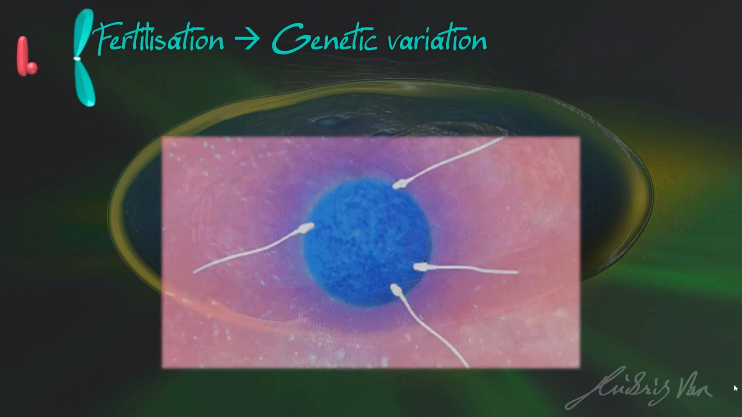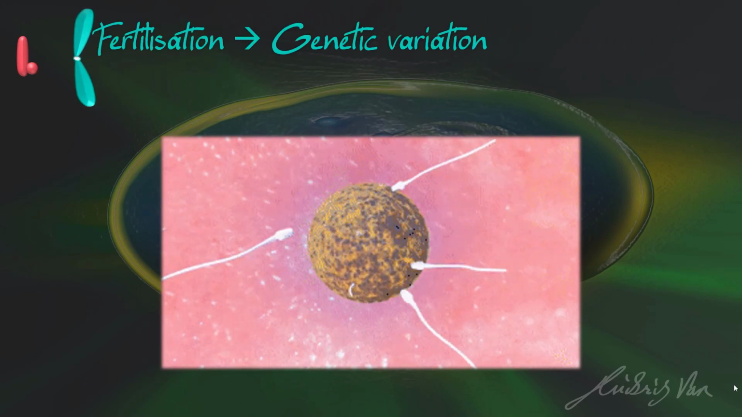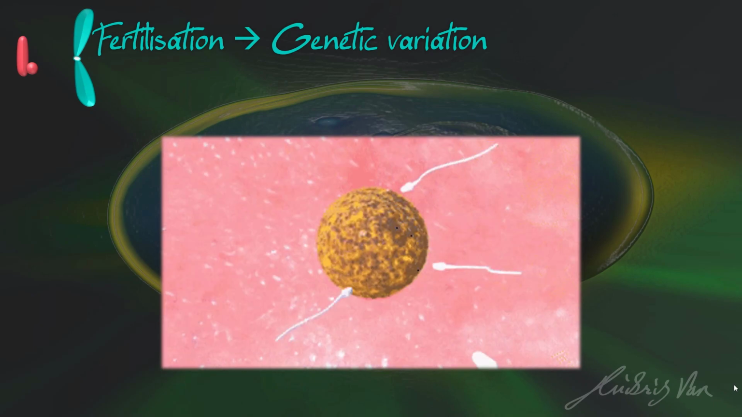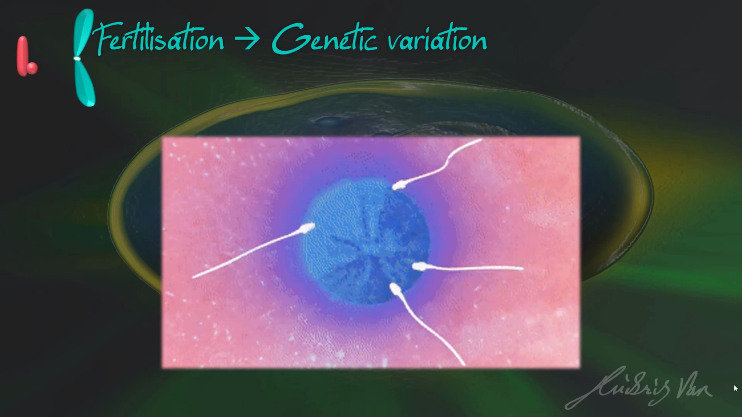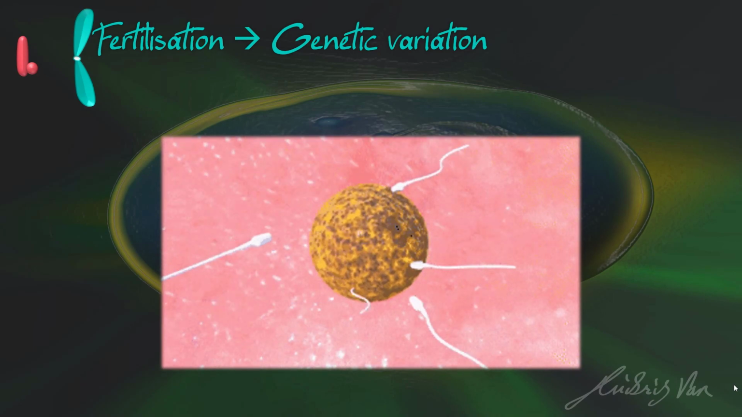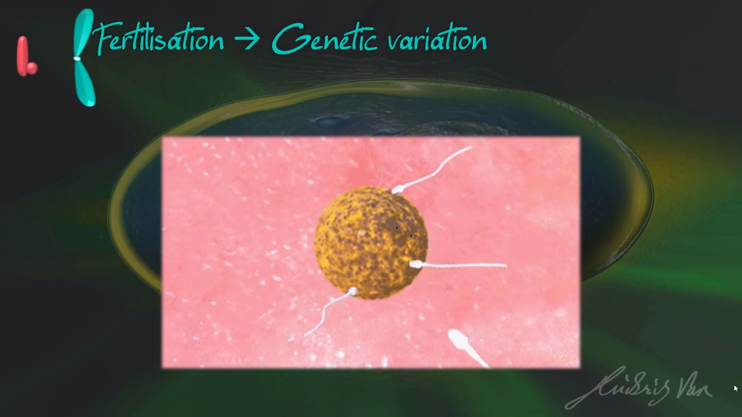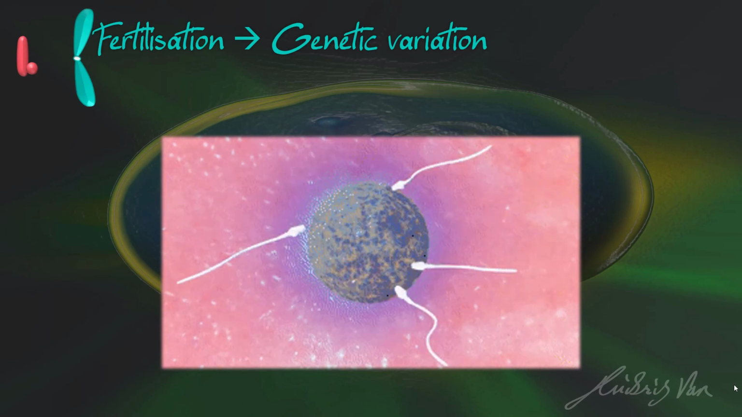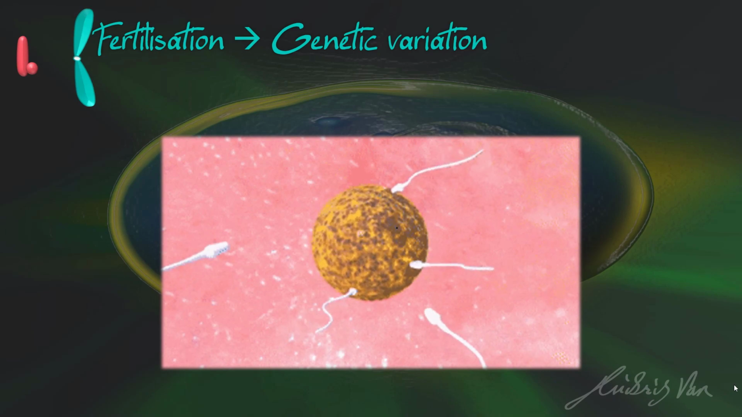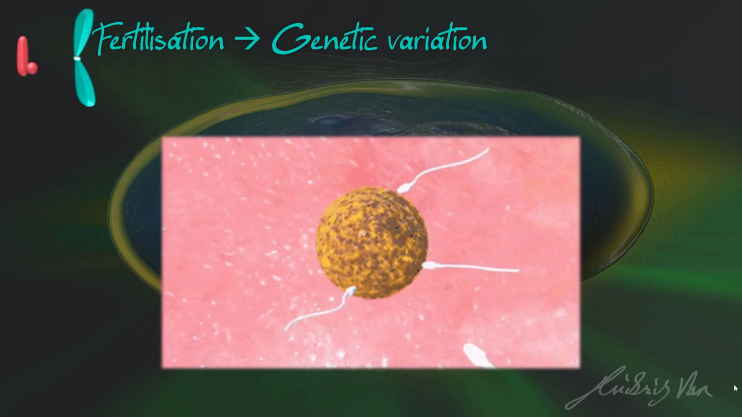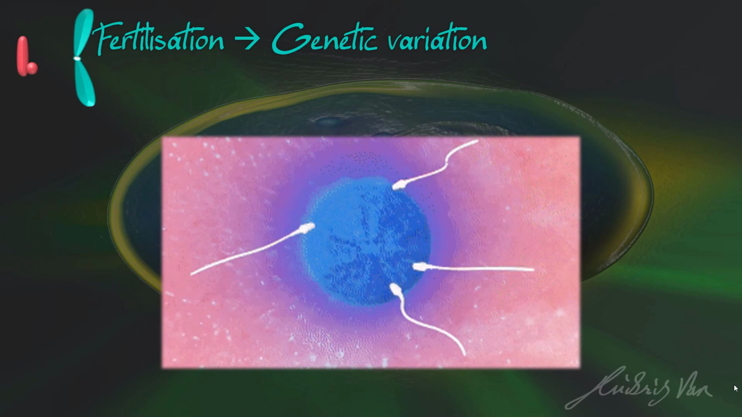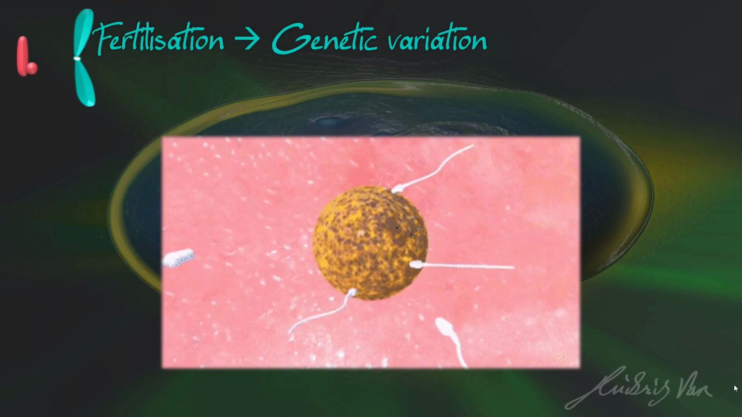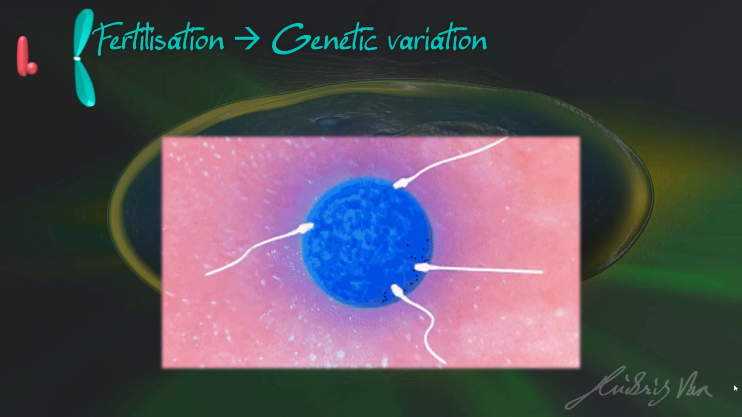Lastly, you have to take note that fertilization will give rise to genetic variation as well, because each of the sperm are not genetically identical. Each of the eggs are also not genetically identical. So depending on which sperm fertilizes which egg, the offspring will have a different genetic makeup. So this will be all for the chapter of cell division.